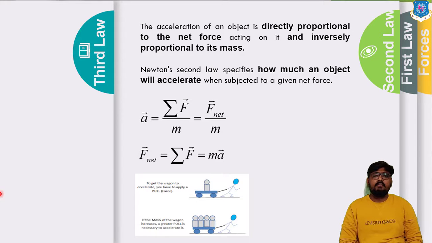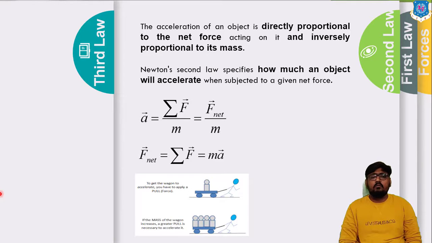As you can see, the expression is a vector equals sigma F vector divided by m. That is the net force divided by mass. So the net force, sigma F, the summation of all the forces, is equal to mass times acceleration.